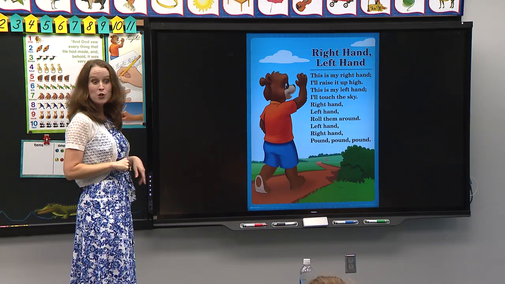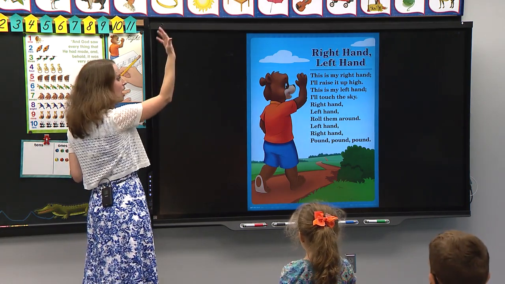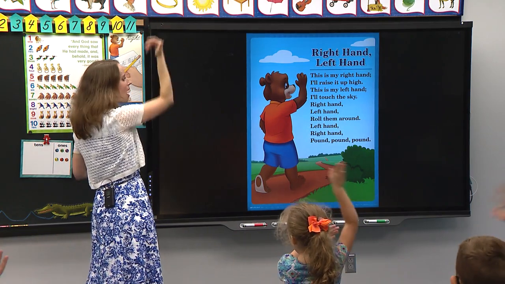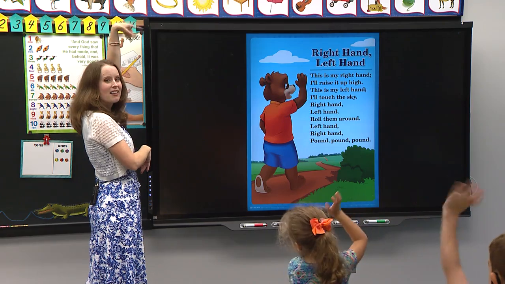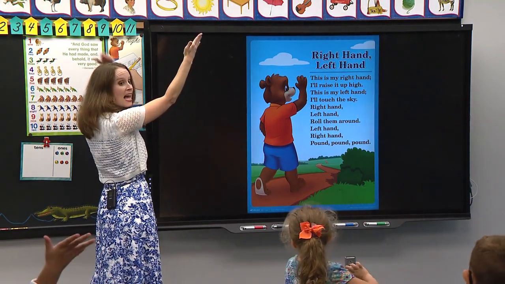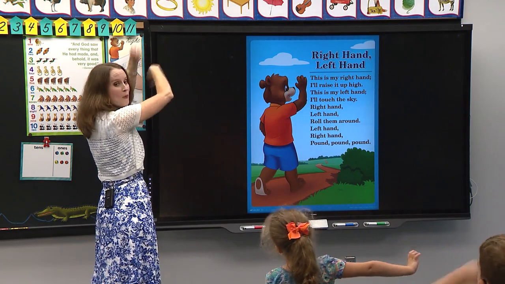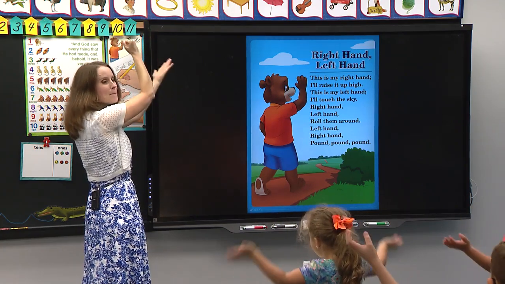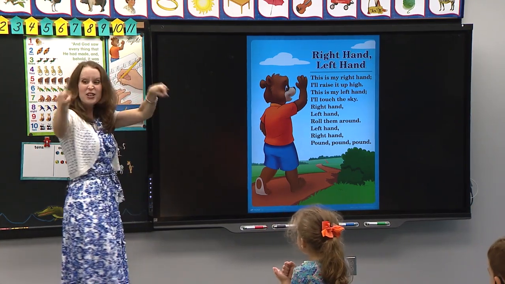Everyone stand. Join me with the motions and the words. Here we go. This is my right hand, I'll raise it up high. This is my left hand, I'll touch the sky. Right hand, left hand, roll them around. Left hand, right hand, pound, pound, pound. Good job. Have a seat.